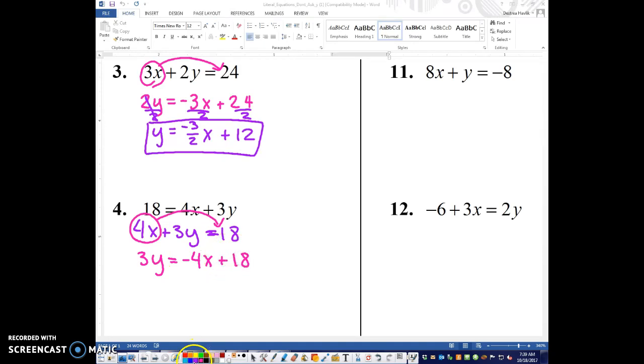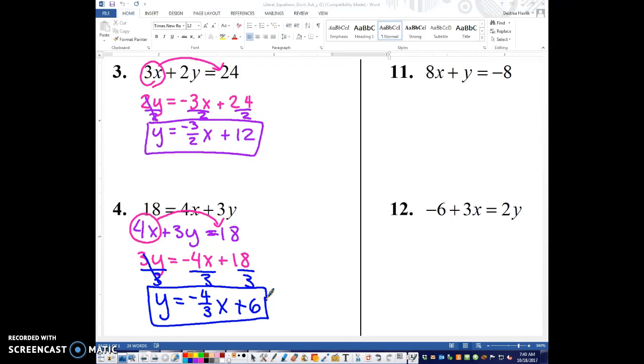What's our second step? Divide by y, right? So what are we dividing by? 3. Underneath just the y? No, all the terms. Okay? So we have y equals, what is negative 4 divided by 3? Negative 4 over 3. It is. It's negative 4 over 3. Don't forget your x, okay? What is 18 divided by 3? 6. So we put plus 6. And ta-da, y's by itself. So we've got our answer.